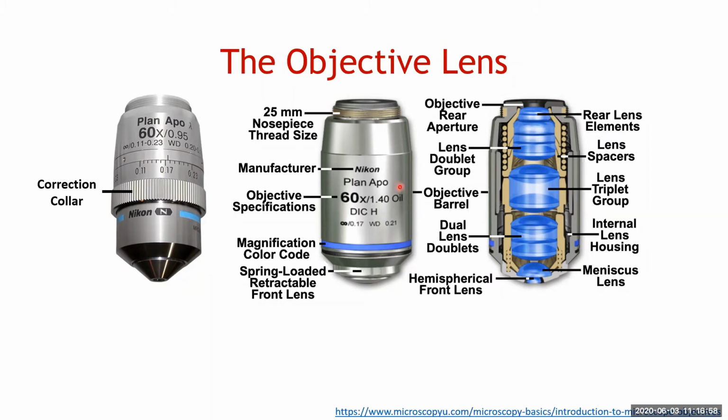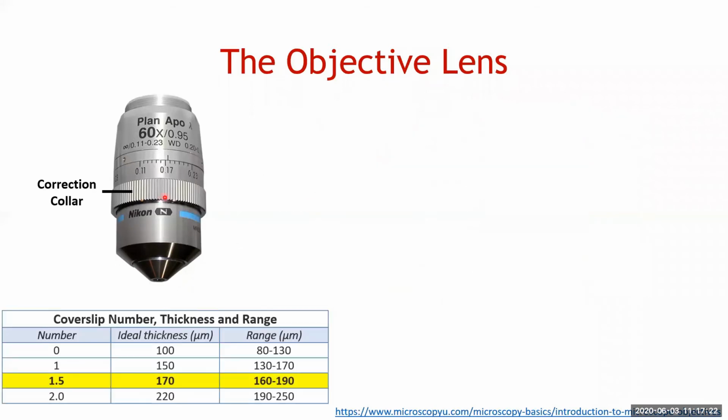Then there's what media it should be used in, oil, air, etc. If there are any special features on it, and the working distance, how close you can get to the sample before you're in focus. The 0.17 there would probably be the reference to the cover slip. Some lenses here have a color correction, and what's the color correction? It's to correct for various thicknesses of cover slips or cover glass that you put on your sample.